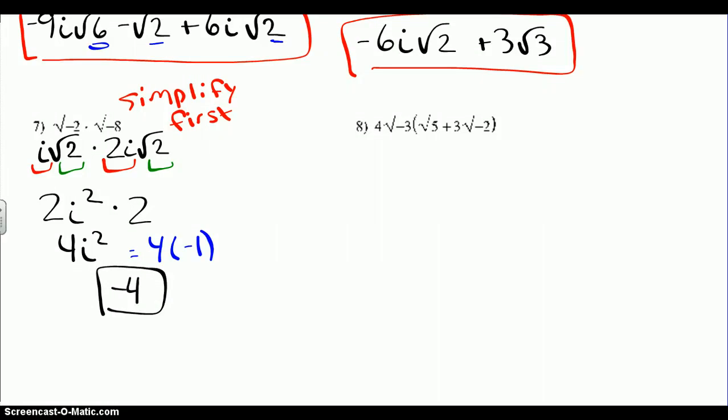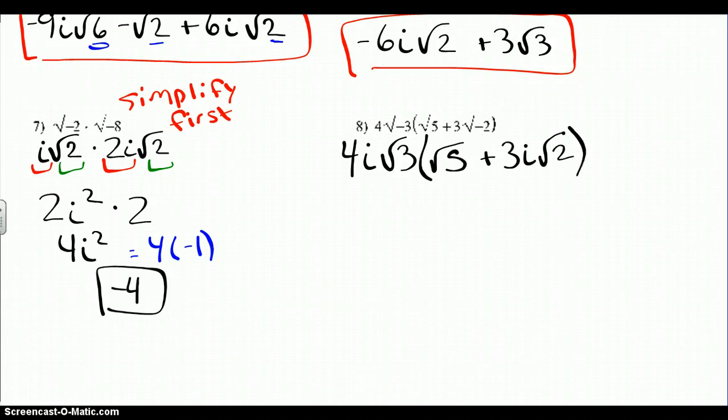Okay, number 8. It looks tricky, but remember, simplify first. Get rid of that imaginary number. We need to get the negative out from underneath that square root. So I simplify this to 4i root 3. The square root of 5 can't simplify, but I need to get this negative out from underneath the square root. So this simplifies to 3i root 2. And now we can distribute, now that we have all imaginary numbers.